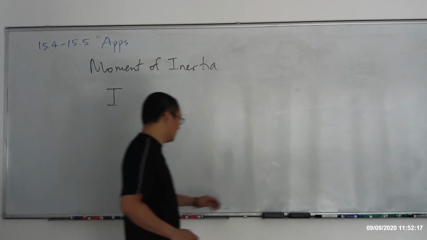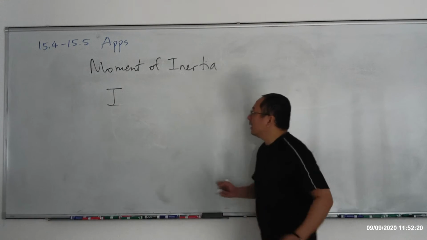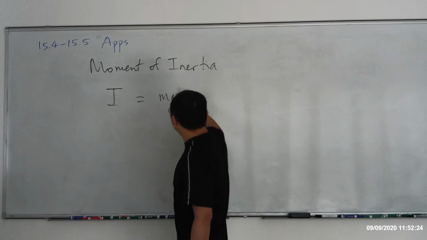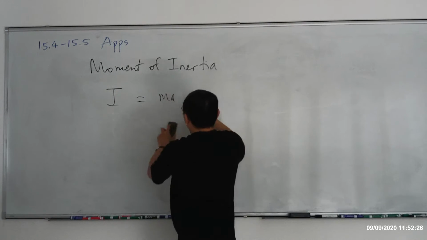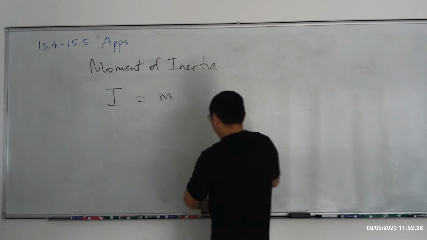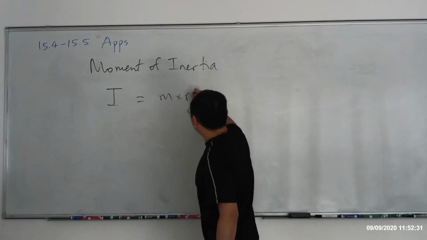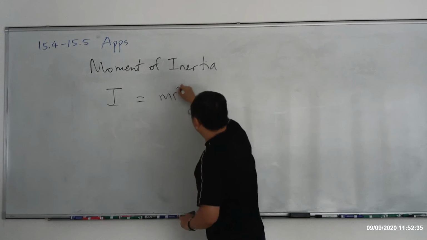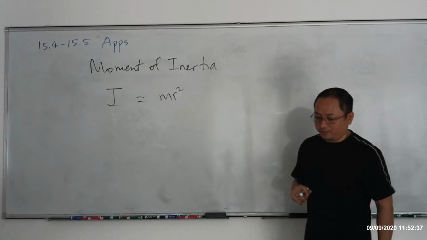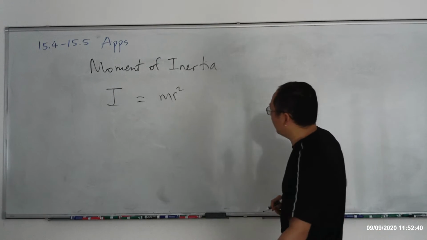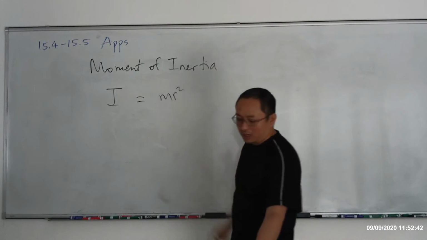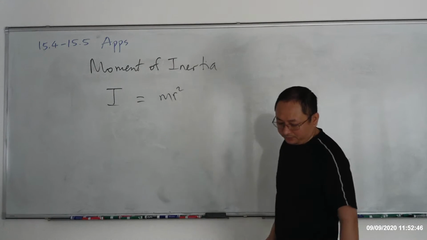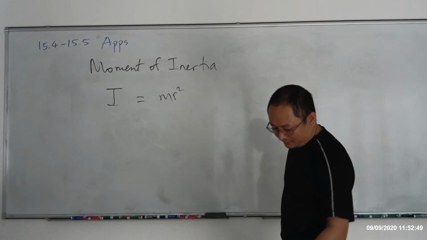Okay, so the formula for I in physics is, I think, mass. Let's just write m as mass times the radius squared, the distance squared. Okay, m r squared. The moment of inertia is going to be m r squared, where m stands for the mass of the object and r or d stands for the distance.